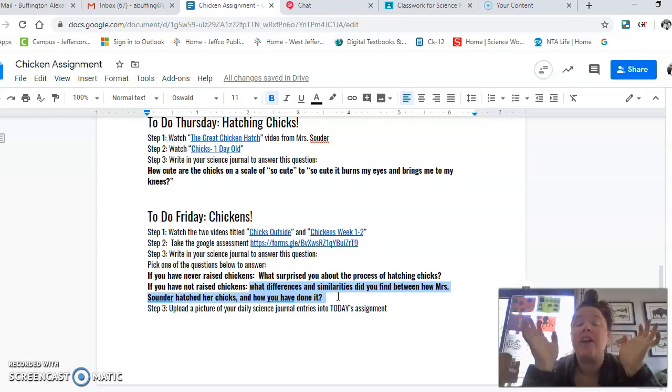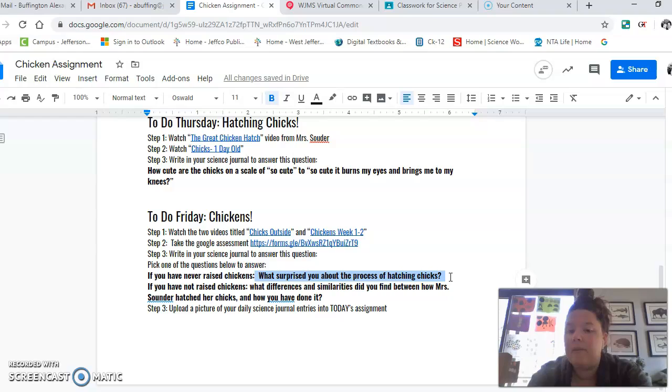And then if you have never hatched chicks in your life, this is brand new, like it was to me because I've never done it before, then you're going to answer this question. What surprised you about the process of hatching chicks? Like, for instance, I didn't know that you had to rock them while they were incubating. I had no idea. And I wonder why. I don't know.